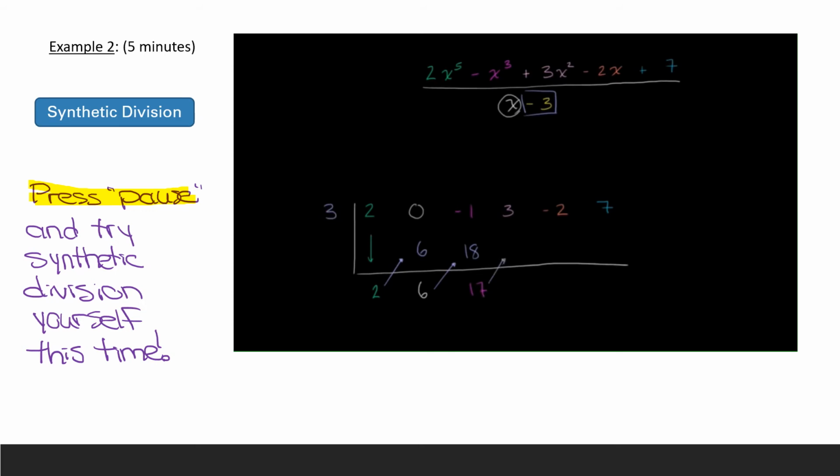17 times 3 is 51. 3 plus 51 is 54. Multiply that times 3. The numbers are getting kind of large now. So that's going to be what? 50 times 3 is 150. 4 times 3 is 12. So this is going to be 162. Negative 2 plus 162 is 160. And then finally 160 times 3 is going to be 480. And you add 480 to 7, you get 487.